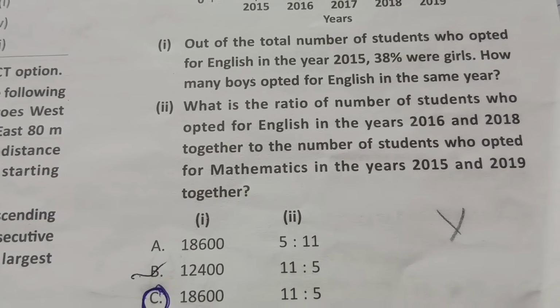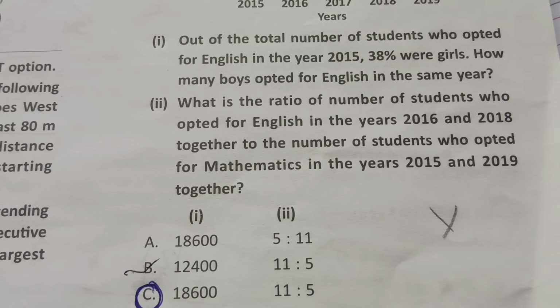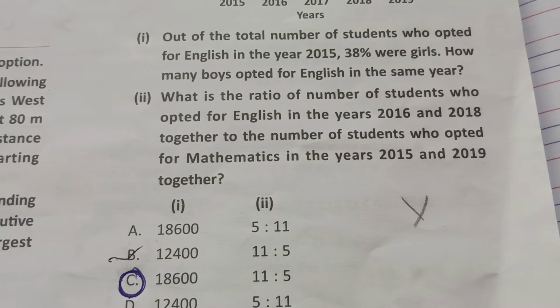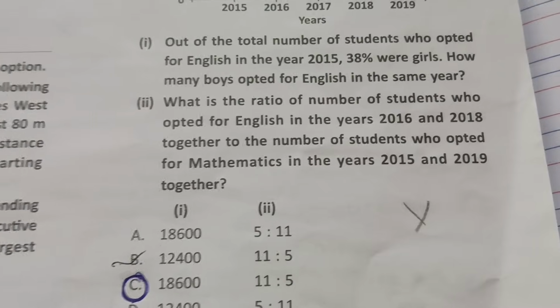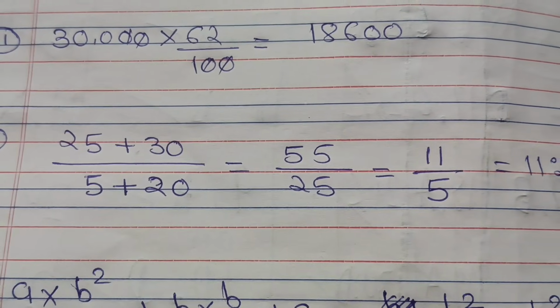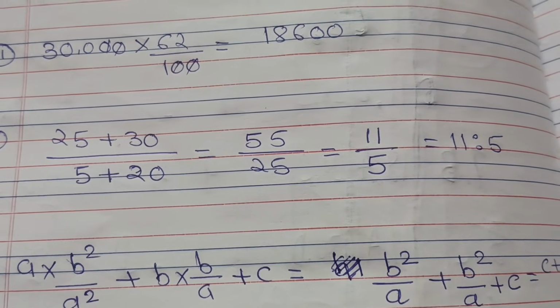Now question number 2. What is the ratio of the number of students who opted for English in year 2016 and 2018 together to the number of students who opted for mathematics in year 2015 and 2019 together? First, we have to do the addition. 15 plus 30 gives 55 and 5 plus 20 gives 25. So 11 by 5, that is 11 is to 5.